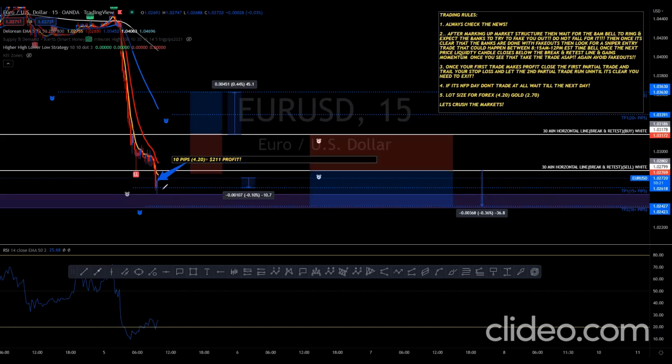All right, guys. It looks like price is grabbing liquidity, and it's starting to reverse because price is oversold. So we made our money. I'm going to go ahead and end this session.